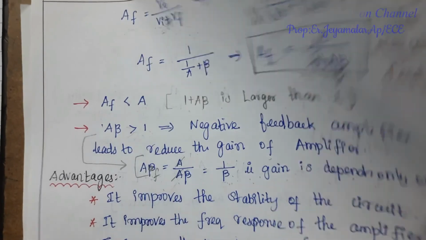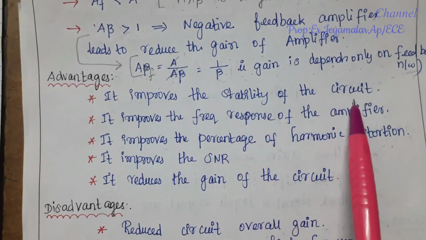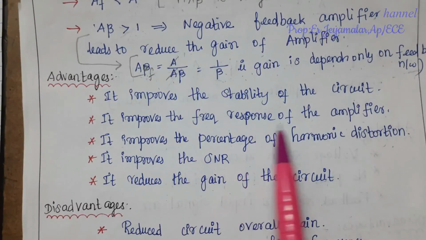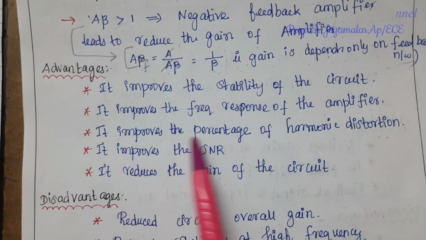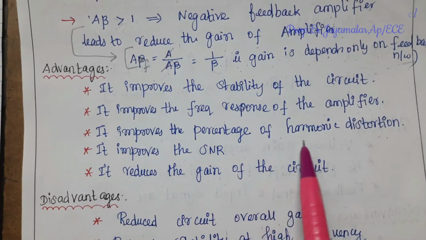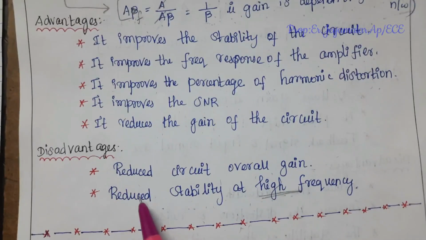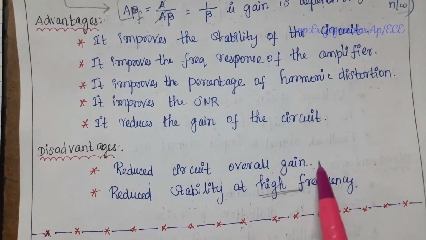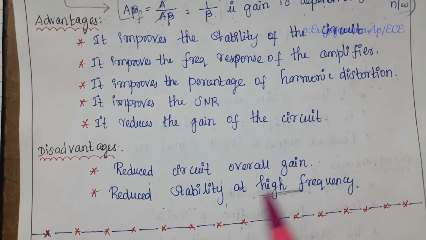Next, advantages and disadvantages. To improve the stability of the circuit. To improve the frequency response of the amplifier. It improves the percentage of harmonic distortion. It improves the signal to noise ratio. It reduces the gain of the circuit. Disadvantages: reduced circuit overall gain, reduced stability at high frequency. If the frequency increases, the stability also reduces.